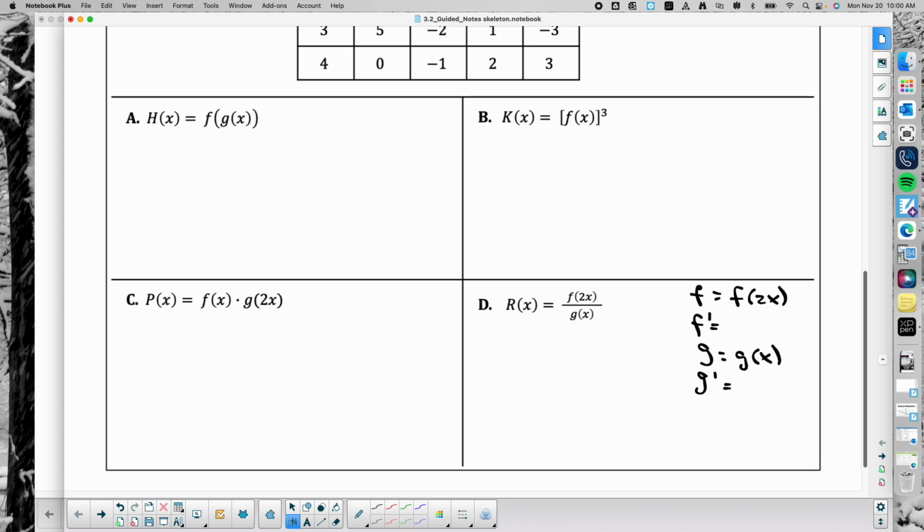There's nothing to do with that one. The derivative of g of x would be g prime of x. The derivative of f would require chain rule. So the derivative of f of 2x would be derivative of the outside, so that would be f prime, identical information inside, times the derivative of the inside, which would be 2.